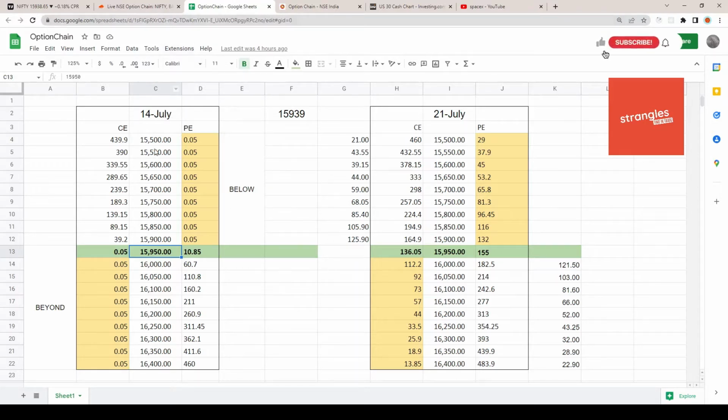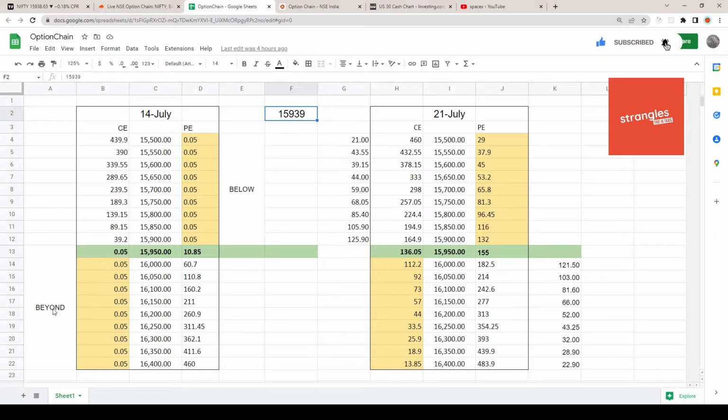If you see, all these are strikes, very basic things I'll try to cover in a minute or so. These are all call strikes. These are all put strikes. Today Nifty expired at 15,940.